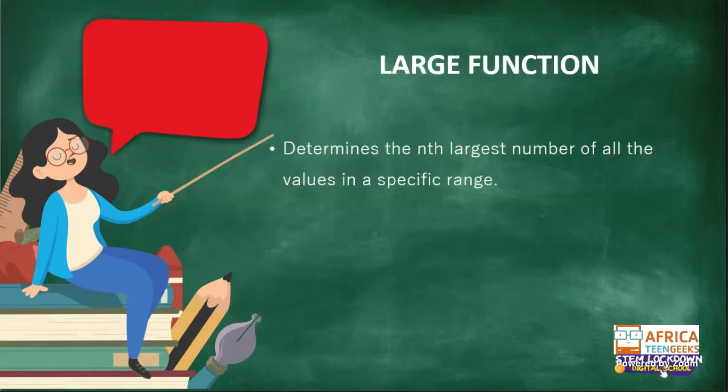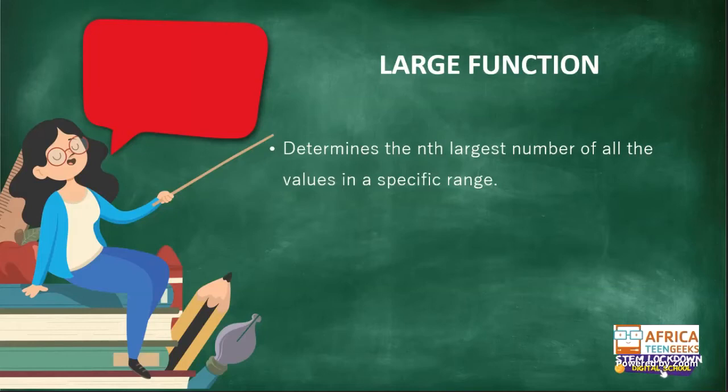The second function that we are going to look at today is the large function. Now, the large function determines the nth largest number of all the values in a specific range. The nth largest number is a specific value that you want to find out. A lot of students look at that and don't understand what the nth value is. The nth value is just a number that you are specifically looking for.